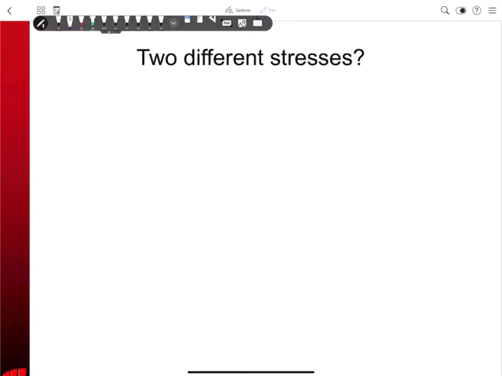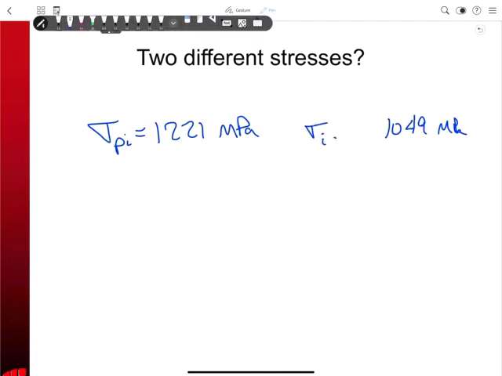The problem is we now have two different stresses, right? And so sigma for the PI, so that's the pinion idler interface, is 1221 megapascals. And then for the other one, 1049, and that's sigma for the idler to the gear. All right. Okay, so finally we have two different stresses. Well, we got to pick the higher one, right?